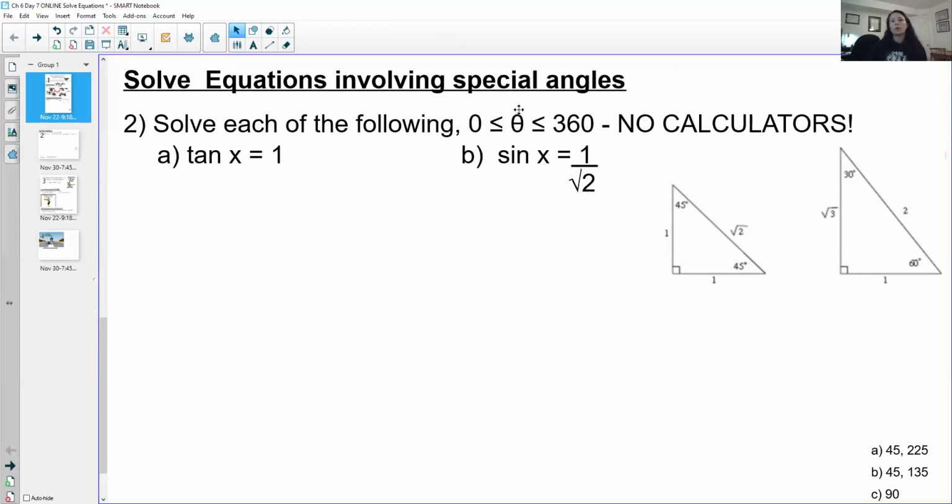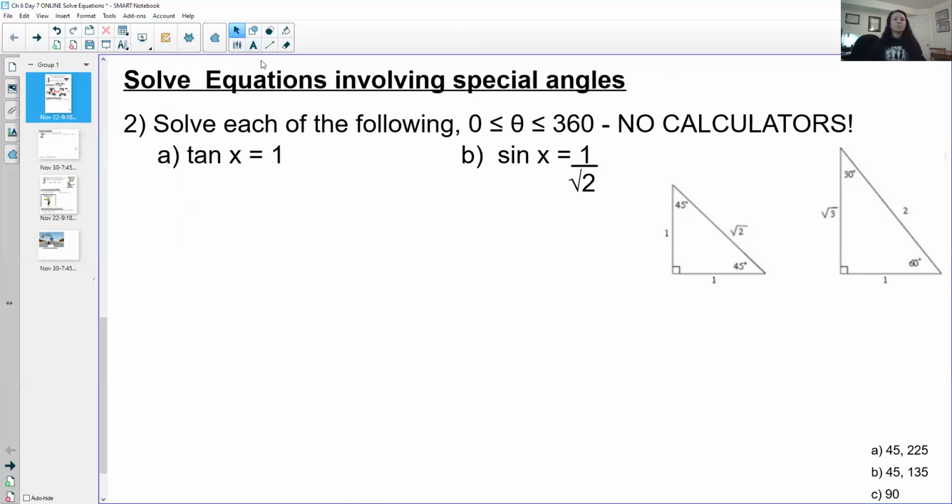Again, we're solving for theta. I put x because the theta symbol sometimes gives me a hard time. So solve each of the following, where again, theta has to be between 0 and 360 degrees. It just means you're only going around your Cartesian plane once, okay? You're only staying in your quadrants once, or you're looking at one cycle of your function. So again, if I'm looking for tan x equals 1 and I want to know what x is, take the inverse tan, but this one specifically says to use our special angles.